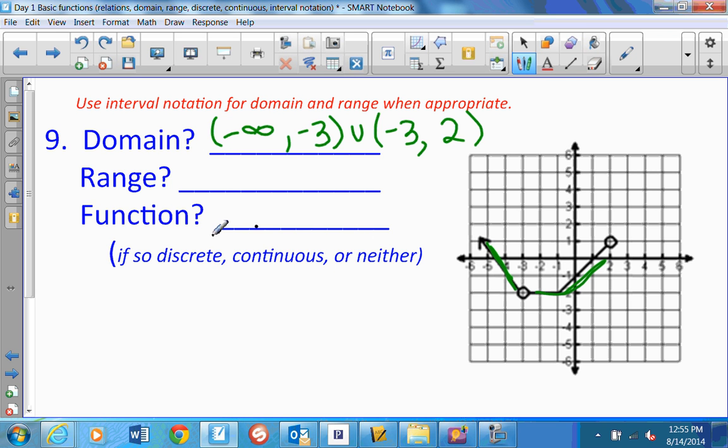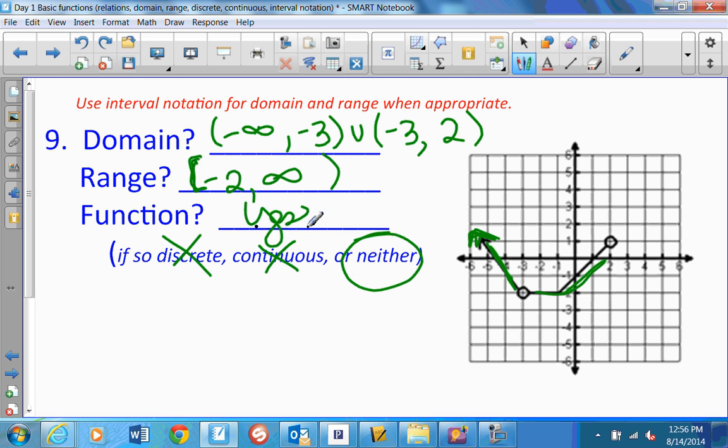Okay, range. My y values. What's the lowest y I've got? -2. Good. And do I have something at -2? Yeah. So -2, 2. No, because we're talking up. We're not talking to the left, we're talking up, because we're talking the y values. So it would be positive. Function? Yep. Continuous? Nope. Discrete? Nope. All right.